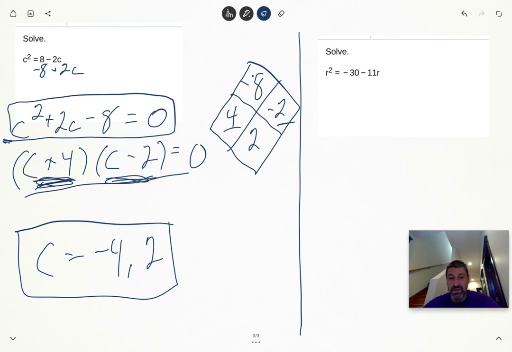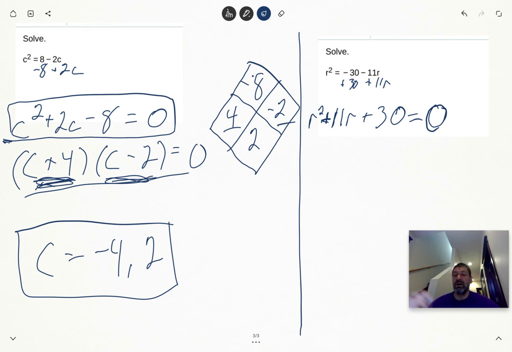Okay. All right, if you're ready to go, you can go ahead and skip this last one. I'm going to do this one more time just for people who need to see it again. Okay, so again, to get this in standard form, I would add an 11R to both sides. I would add 30 to both sides. So R squared plus 11R plus 30 is equal to 0. And my pen's starting to run out of batteries on me here. I'm going to try and go quick.